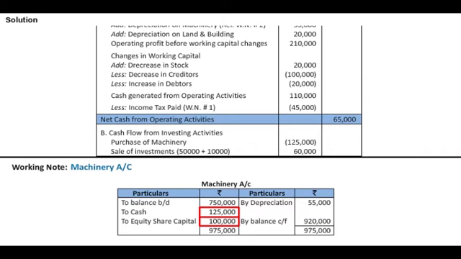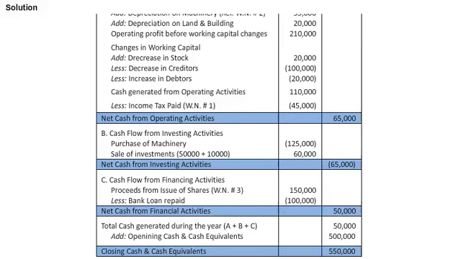The remaining 1 lakh is not outflow in terms of cash or cash equivalent, because you have issued share capital. So this will not come in your cash flow. 1,25,000 is your cash outflow. So purchase of machinery 1,25,000. Because it is cash outflow, it will be a negative number. It will be deducted.